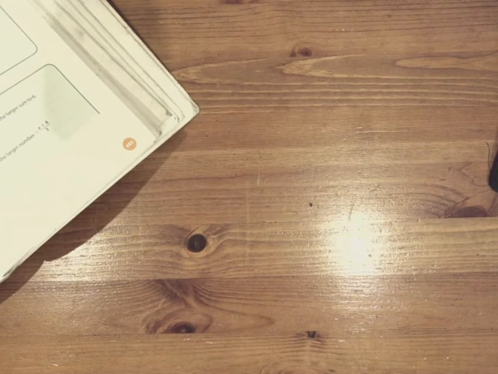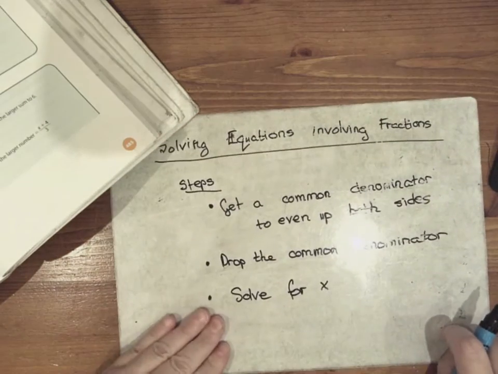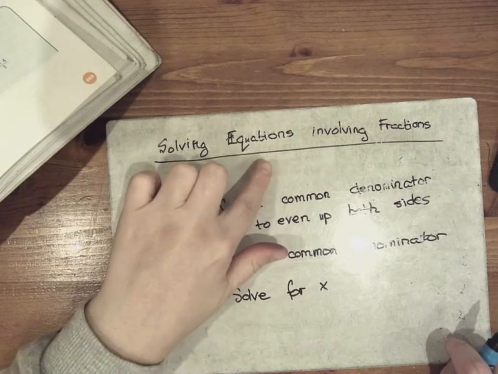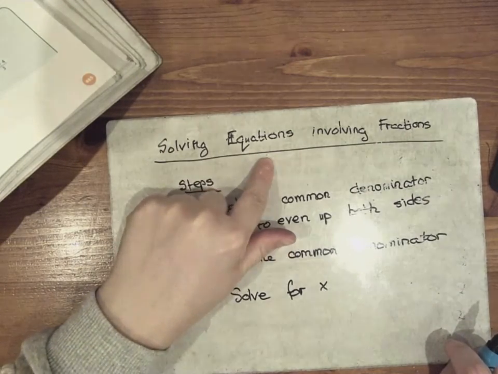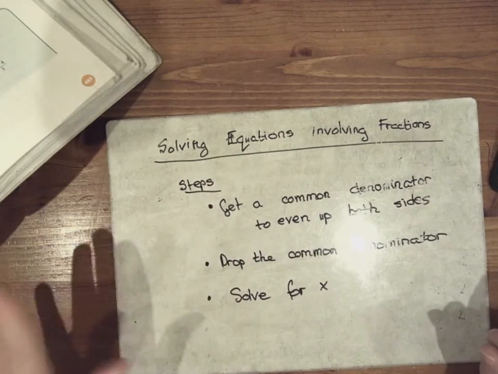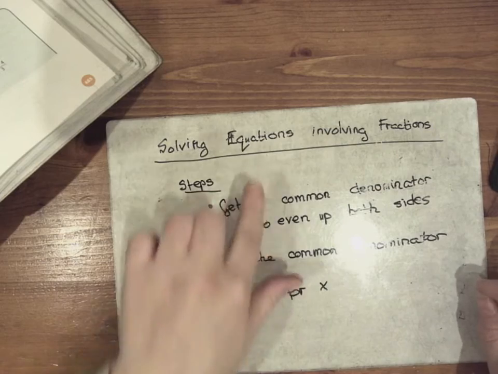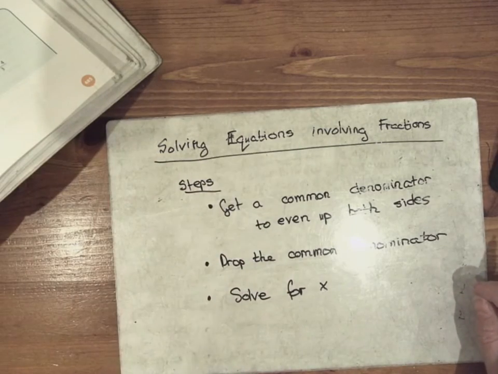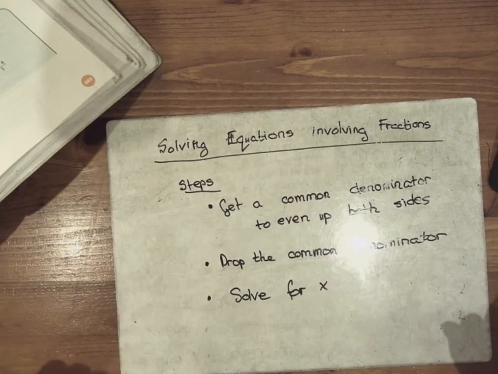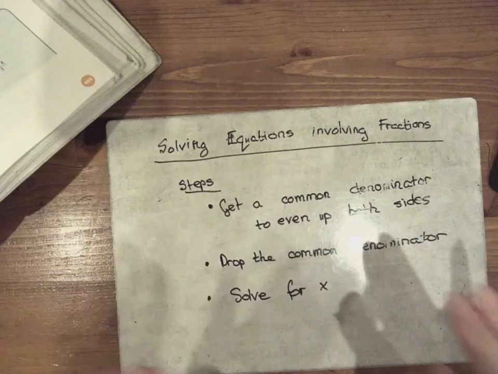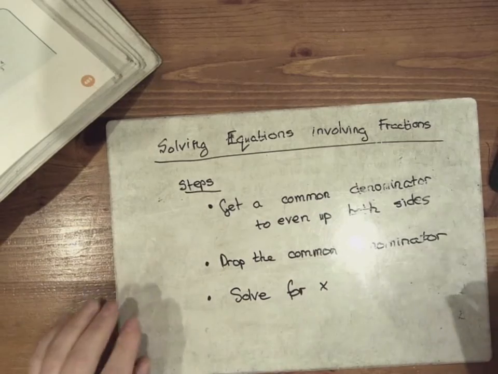Okay girls, today we're moving on to solving equations involving fractions. Remember, equations are very similar to what we had, except there's an equal sign. When there's an equal sign you even up both sides and then you can drop the common denominator. When you have an expression, with no equal sign, you can't drop the common denominator because you haven't evened up both sides, because you only have one side. Here you're going to have two sides, so we're going to even up both sides and drop the common denominator.